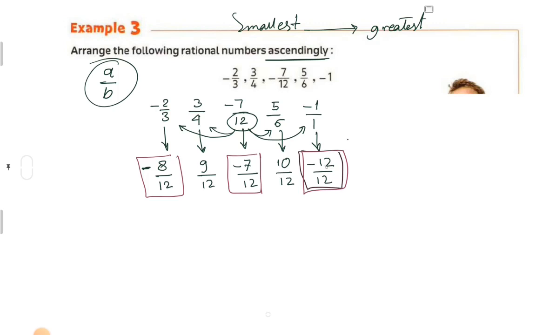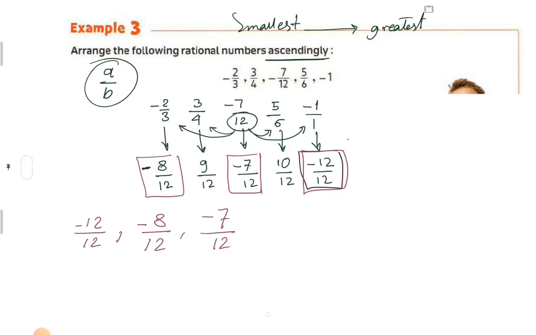Each negative, negative 12 is the biggest one. Why? Because in the negative direction, the biggest one is the smaller one with the negative sign. So I can find out that negative 12 over 12 will be the smallest rational number. After that, negative 8 over 12, negative 7 over 12.